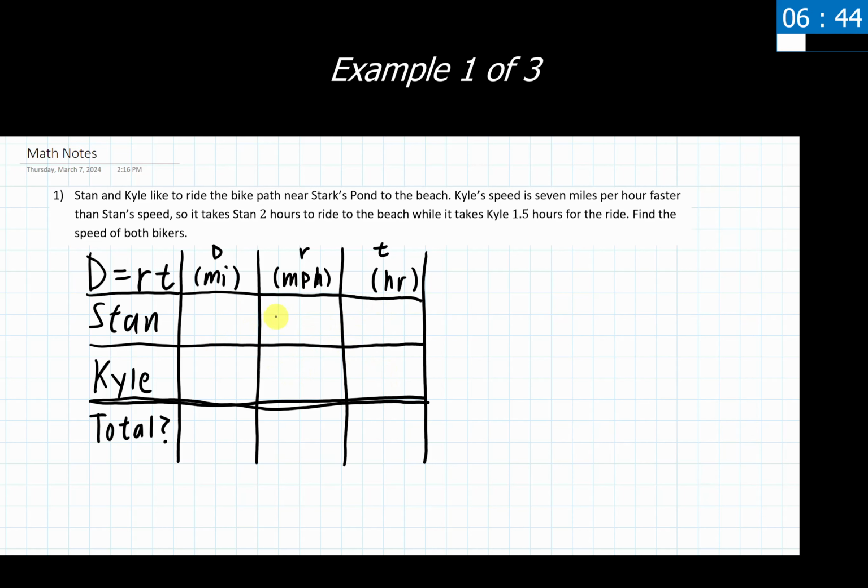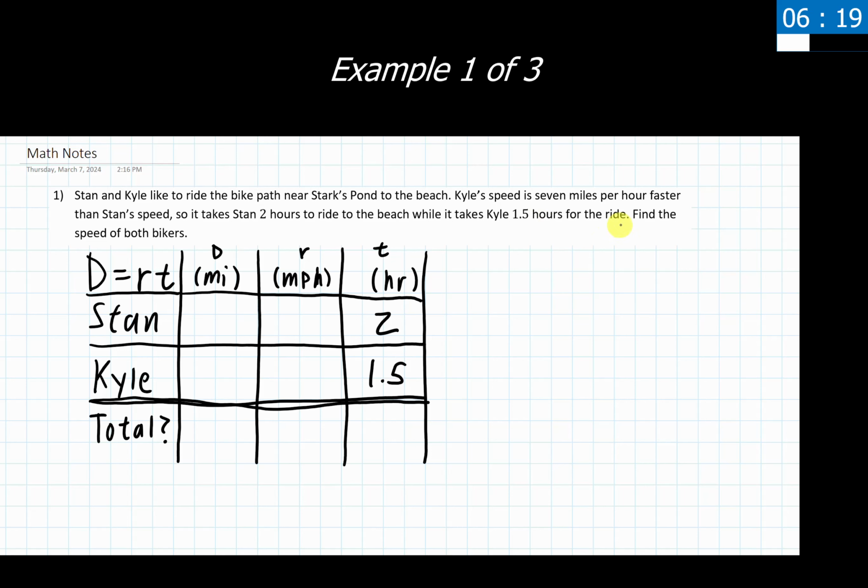So let's now fill in some information into these boxes based on the problem and what it's telling us. So we're told, okay, Stan, it took him 2 hours to ride to the beach. So Stan's time is going to be 2 hours. Kyle's time is going to be 1.5 hours, so I can just fill those in there. Let's make that a better 5. There we go.